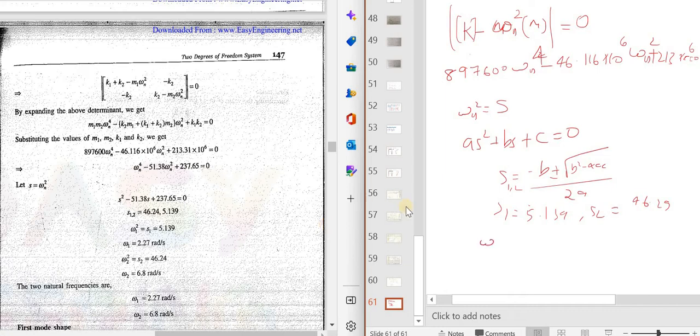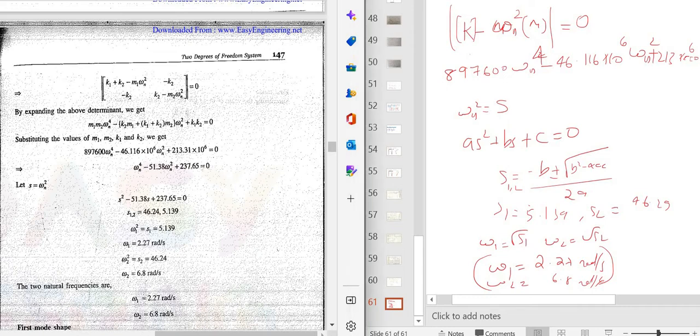Now what will omega be? Omega 1 is equal to root of s1. Similarly, omega 2 is equal to root of s2. So I am getting omega 1 and omega 2. So my frequencies are: omega 1 is equal to 2.27 radians per second, omega 2 is equal to 6.8 radians per second. Okay, I found these two. So these are my natural frequencies. That is my first aim. Okay, so till here I think it is okay for you.